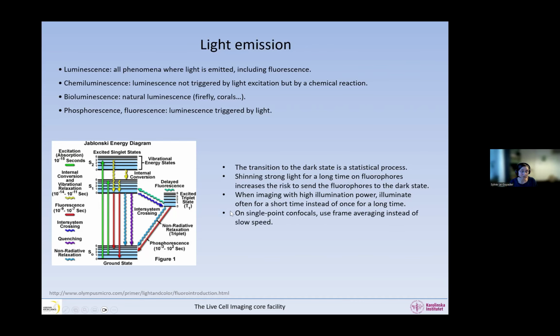And it's the same thing when we use single point confocals. It's better to use frame averaging instead of a slow scanner speed, because when you shine for a long time on a fluorophore, statistically, a number of fluorophores will go into the dark state. So it will look like you bleach.